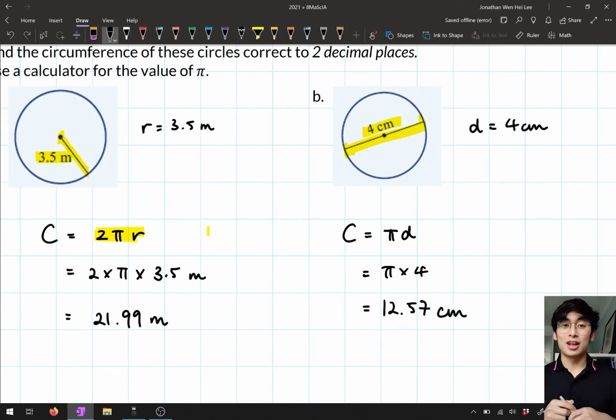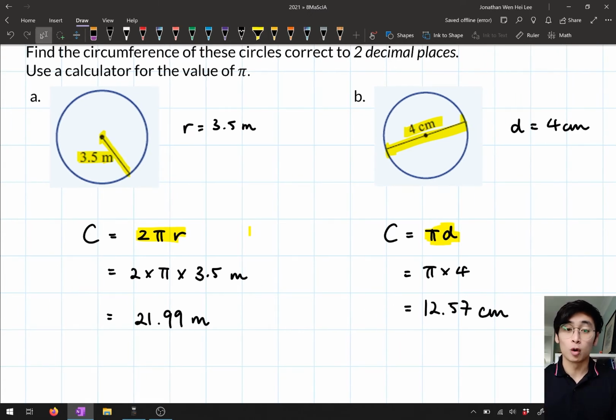So that's how we can calculate the circumference of a circle, depending on the question, depending on what measurement gets given to us. So here we need to identify what measurement we get. Do we get given a radius, or do we get given a diameter? And when that happens, we need to use the correct formula. If we're using the radius, we need to use 2 pi r, and if we're using the diameter, we use pi d, and we just substitute whatever value we have into that formula.